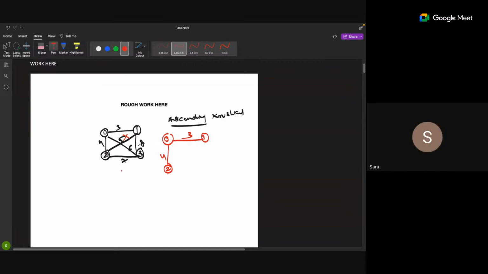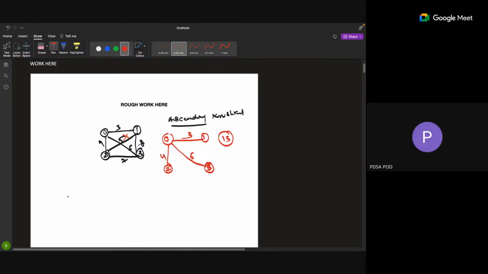If edge 5 is not selected, there is one option: we have to select edge 6. This is the first case. In this case the MST is formed. What is the value we got? It is 13, the MST value.